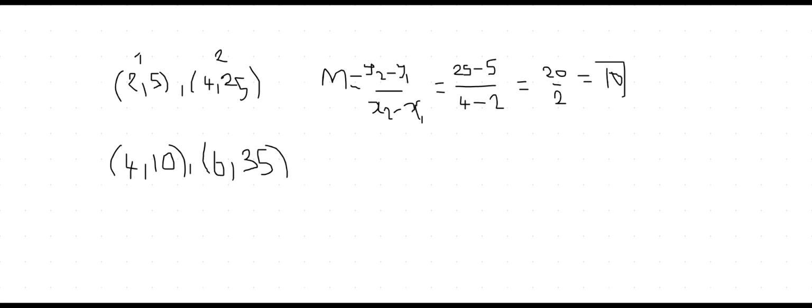Let's see the gradient of the second line. My y2 is 35, y1 is 10, over 6 minus 4. So 35 minus 10 is 25.